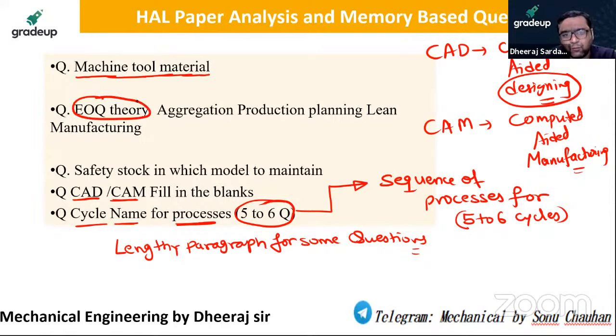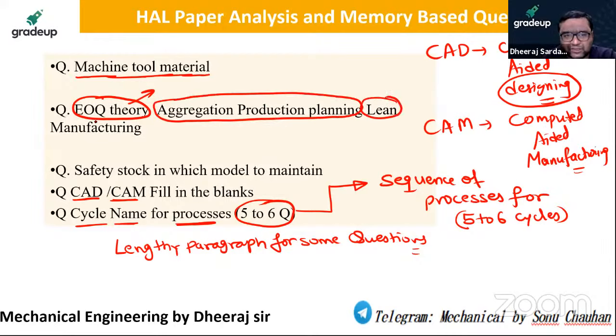One theory question was there from this topic. One theory question was there from aggregate production planning. One question was there from lean manufacturing. Because if you see the syllabus of HAL, it was slightly on the higher side, some extra portions were there which are not part of GATE as well.